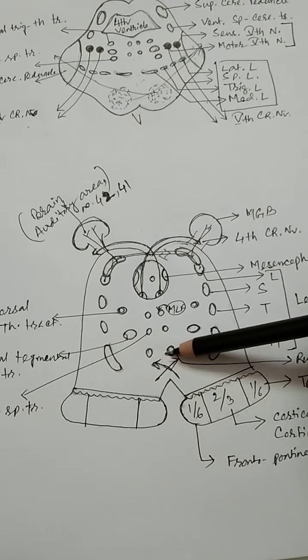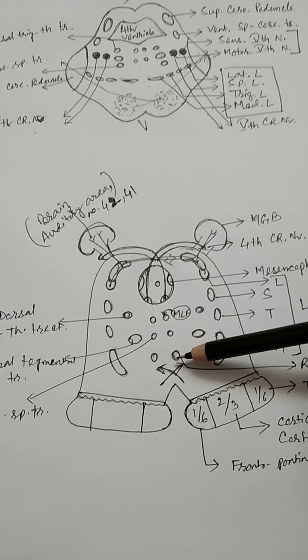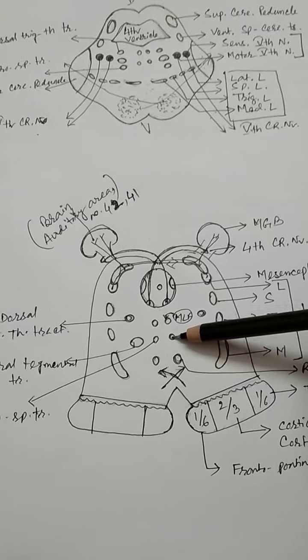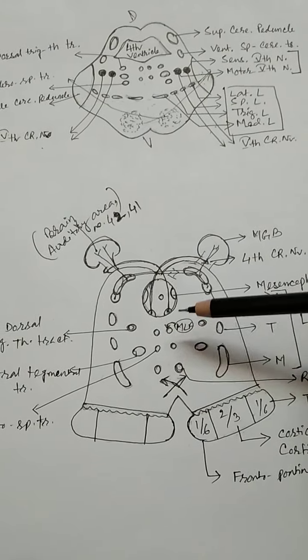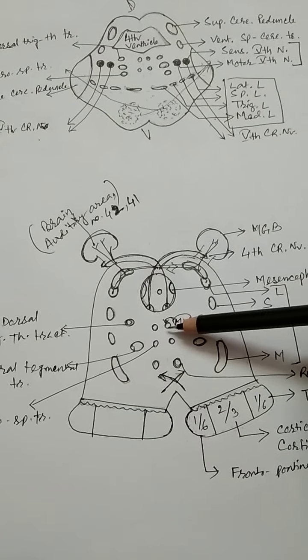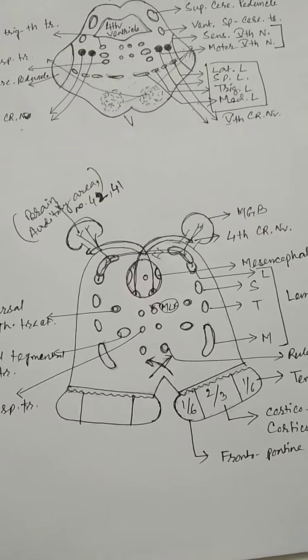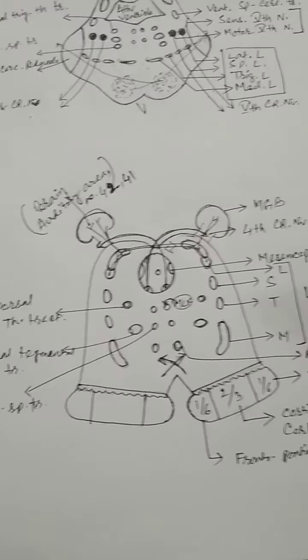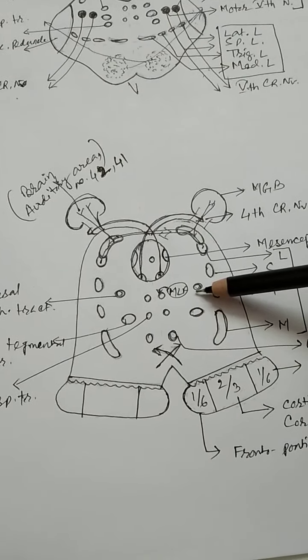Along the midline on either side, these are the two rubrospinal tracts. Behind this is the tectospinal tract. And the dorsal-most midline structures, these are the two medial longitudinal fasciculi.